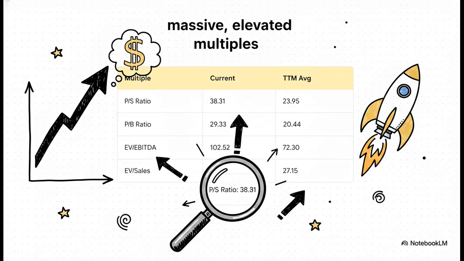And the enterprise value to EBITDA, which compares the total value of the company to its core cash earnings, sits at an astronomical 102. Even against its own trailing 12-month averages, every single one of these multiples is stretched by 40 to 60%. The market is paying an incredible, sky-high premium relative to the company's current operational output.